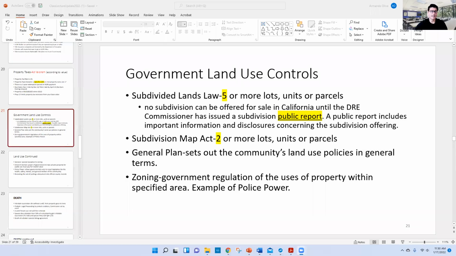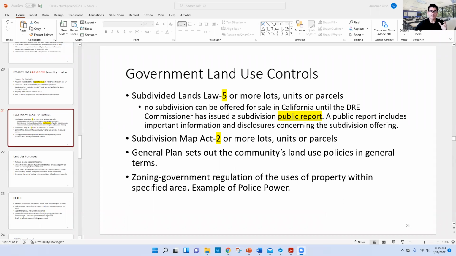Hello. Okay, this video is going to concentrate on some government land use questions and property taxes that I want you to hopefully get correct and pick up some easy questions on the state exam. So let me share my screen here, and let's start with subdivided land law.